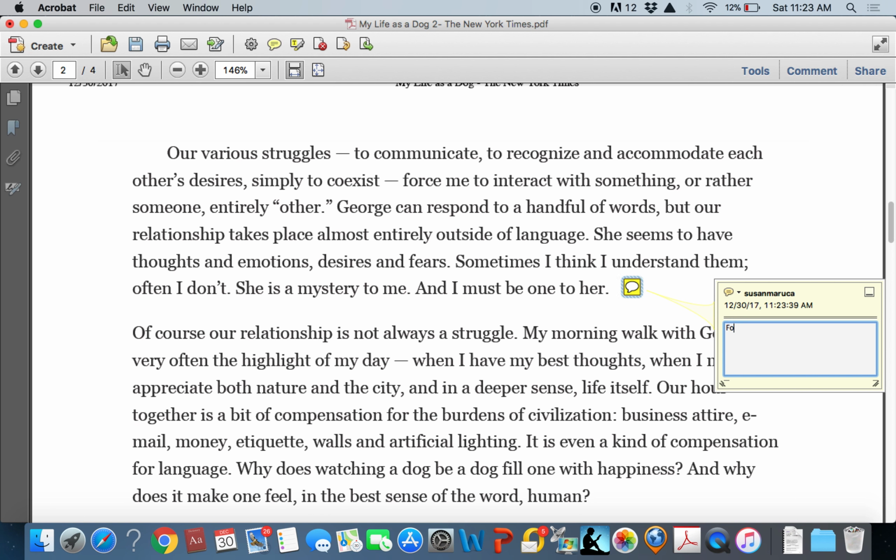So Foer talks about the relationship with an other or non-human that cannot talk, and how he and his pet must be mysteries to one another, but he acknowledges that she must have emotions nonetheless.